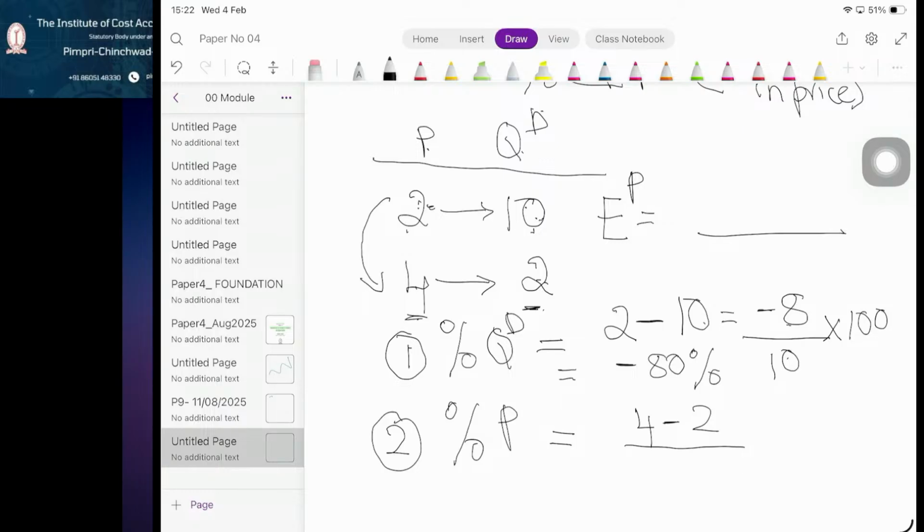Ishwari, I want you to give me the answer for this. Once you solve it, please text what answer you're getting.